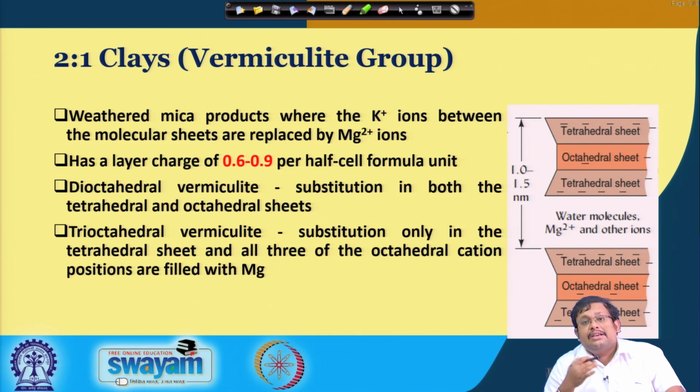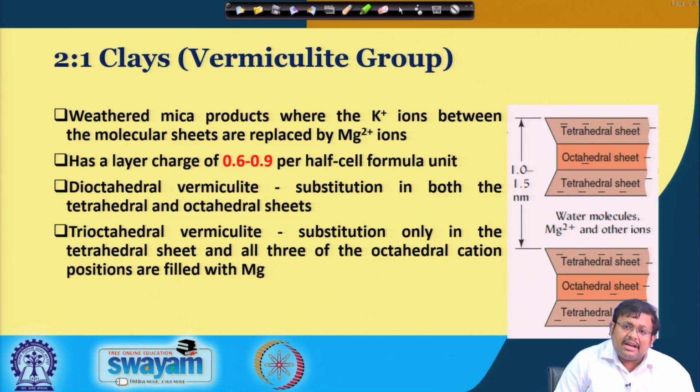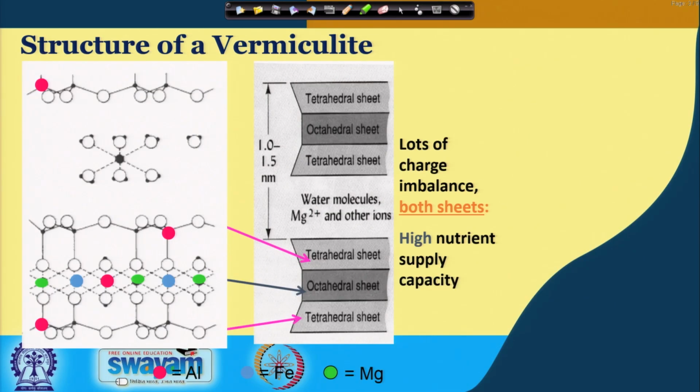In dioctahedral vermiculite, obviously you can see the substitution in both the tetrahedral and octahedral sheet. However, in the trioctahedral variants of vermiculite, you will see substitution only in the tetrahedral sheet, and all three of the octahedral cation positions are filled by magnesium. So, if we go ahead and see the detailed structure of vermiculite, it becomes very clear why it has high negative charge development, because it shows the isomorphous substitution both in the tetrahedral sheet as well as in the octahedral sheet.